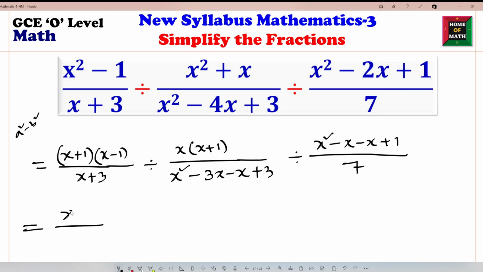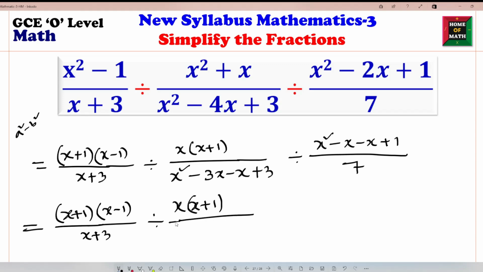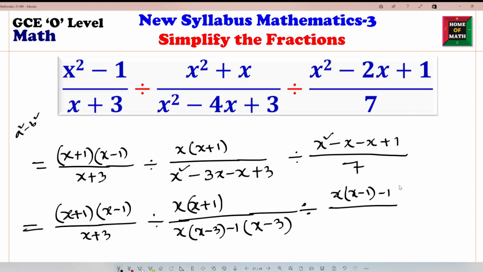So here is x plus 1 times x minus 1, divided by x plus 3. Here is divided by x plus 1 times x, and here we can take common x, so x minus 3, minus 1 times x minus 3. Okay, divided by, here is common x minus 1, minus 1 common x minus 1, divided by 7.